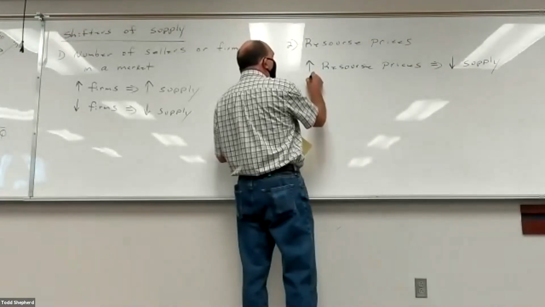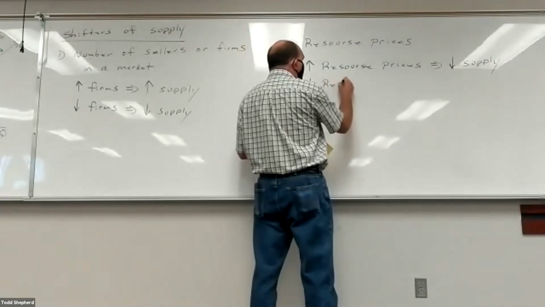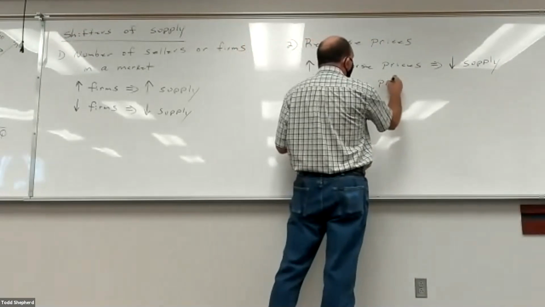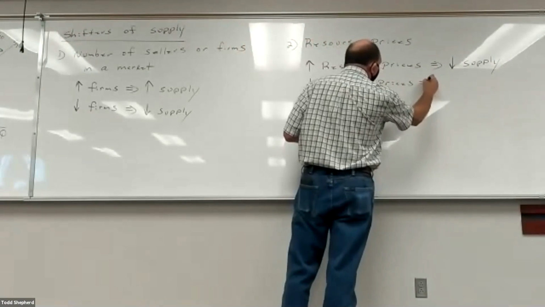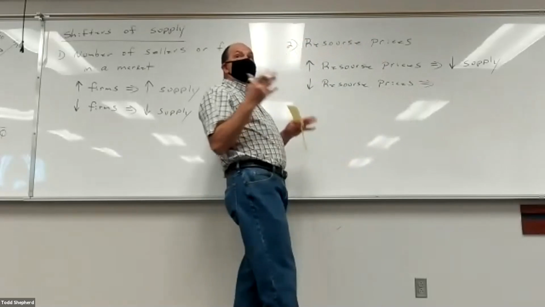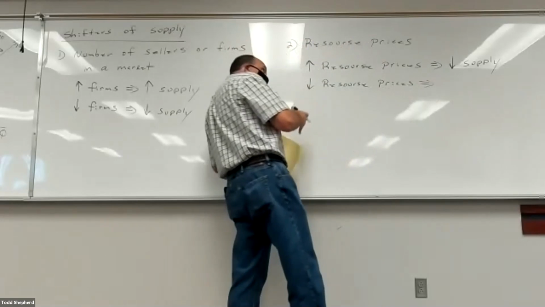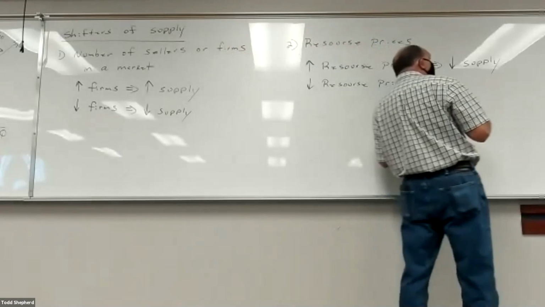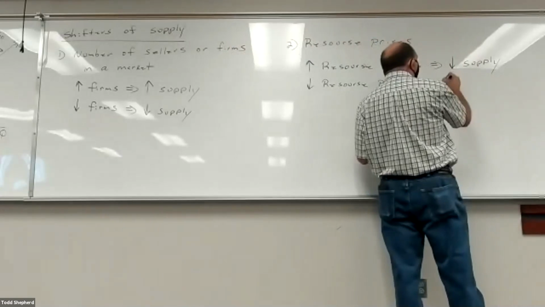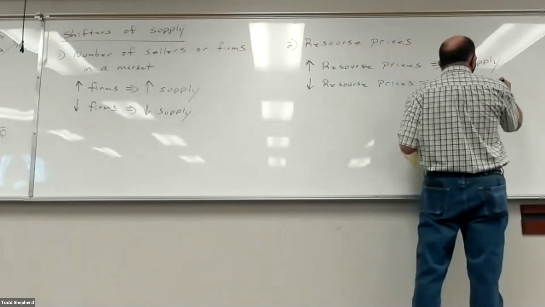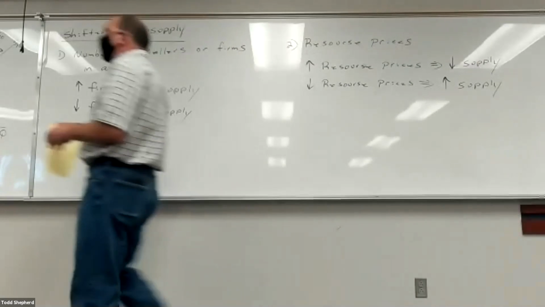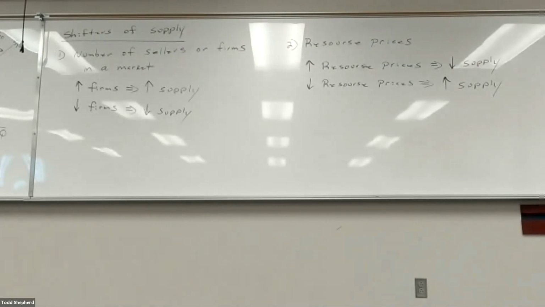All right. On the other hand, if you have a decrease in resource prices, then the good is now cheaper and easier to make than it was before. So therefore, you can sell more of it regardless of the going market price. And so that constitutes an increase in supply. So as resource prices go down, that supply curve is going to shift itself out into the right. All right, makes sense? Very straightforward.